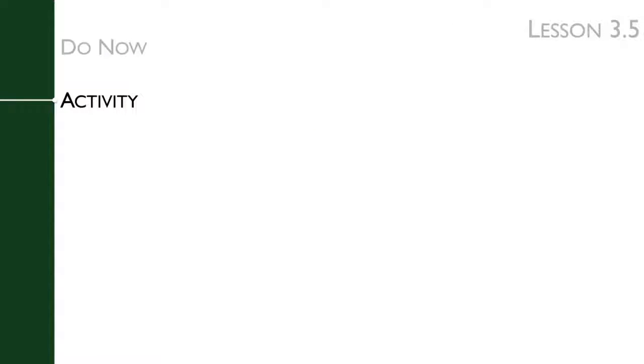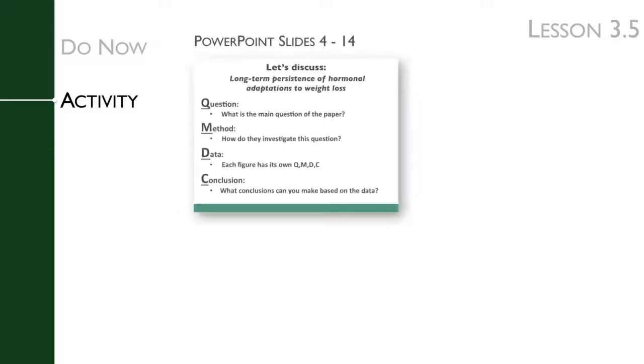To help students focus on the most important details of this article, use the QMDC method. Q stands for question. What is the main question of this paper? M stands for method. How do they investigate this question? D stands for data. Each figure has its own QMDC. And C stands for conclusion. What conclusions can you make based on the data?